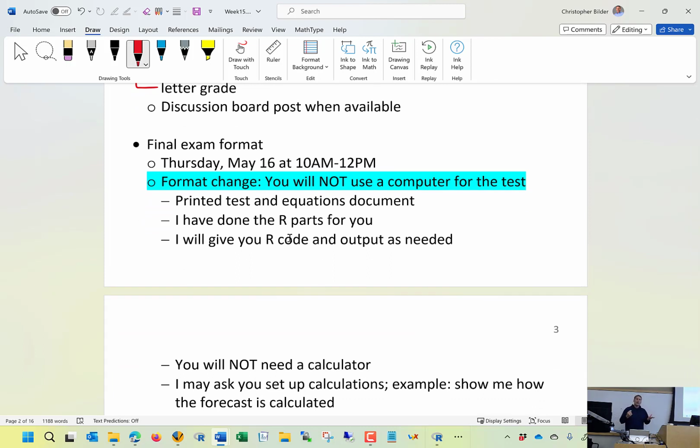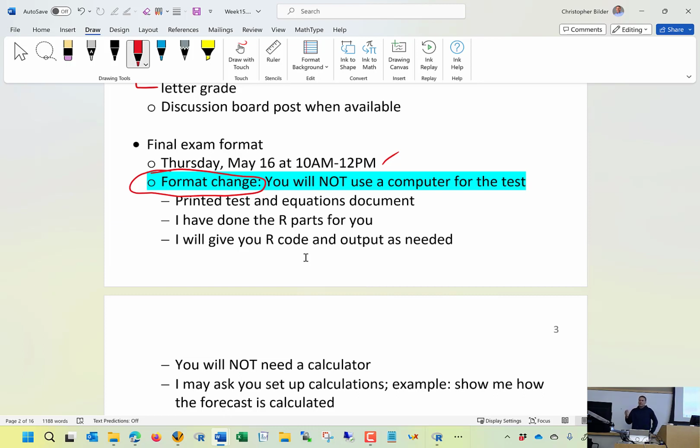So let's talk about the final exam. The final exam is Thursday, May 16th, 10 a.m. to 12 p.m. in this classroom. There is a format change from what we've done before for tests. You will not use a computer for it. I often do this on the last test of the semester because you've shown me that you can use a computer for tests already. So just to help you out a little bit, essentially I've done the computer work for you.